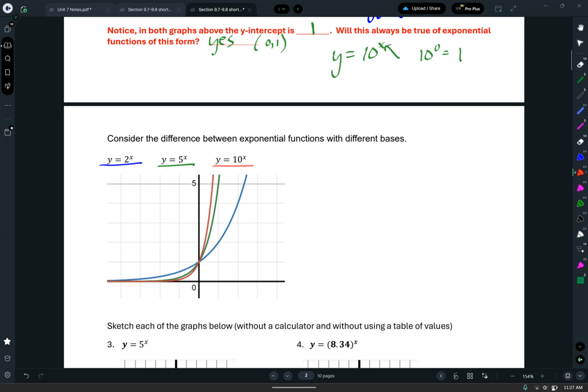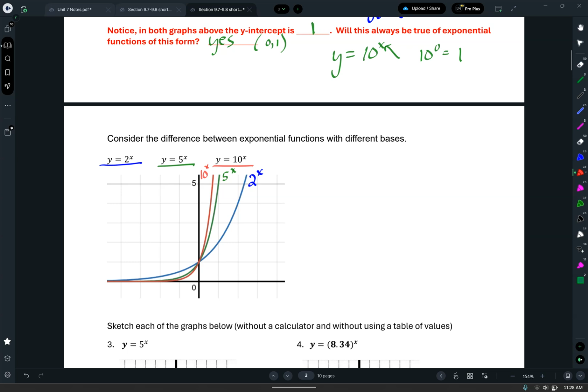And actually, I've color-coded here for you. So the blue graph, when I put it in my calculator, that was the graph of 2 to the x. The green graph, that was the graph of 5 to the x. And the red graph, that was the graph of 10 to the x. So is there a difference? Yes, slightly, but not a huge difference, right?